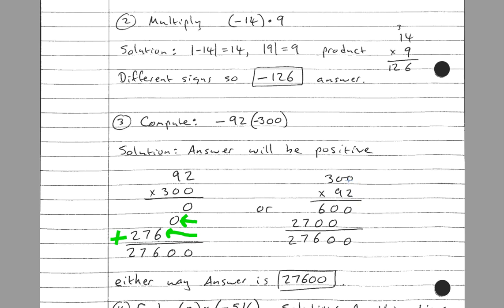Maybe it's clearer to do it this way. Put the 300 on the top, multiply by 92. Remember, multiplication is commutative. The order doesn't matter. And so do it this way. 2 times 0, 0. 2 times 3 is 6. And then 9 times 0, that 0 goes here.